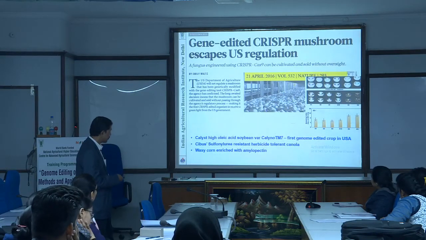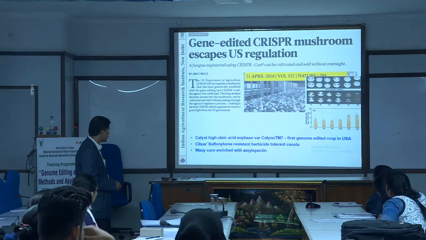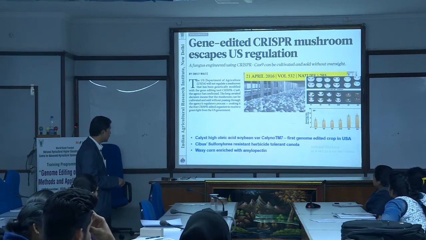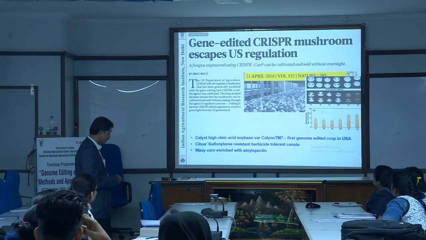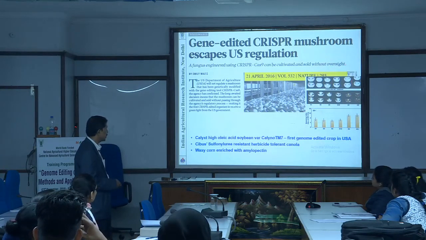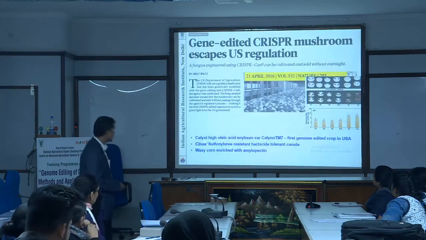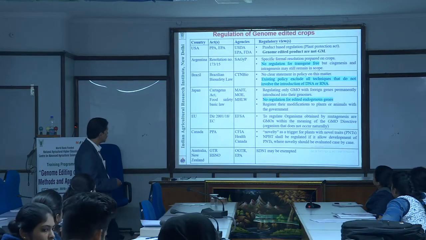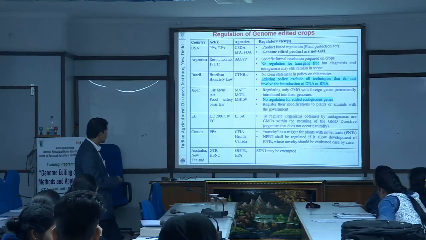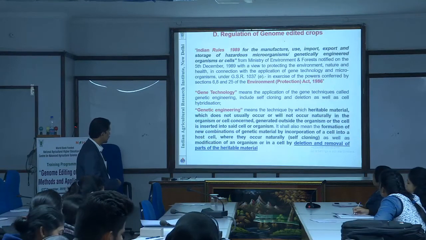So this example you might have studied. So far only the Calyxt high oleic acid soybean is the edited product which is cultivated in the USA, but this is edited using TALEN technology to produce high oleic acid. So this gives hope that other genome editing products can be used. In some countries there is no regulation and you can use the genome edited product freely, but in our country there will be a regulation, and this will be discussed by Dr. Bhatt.